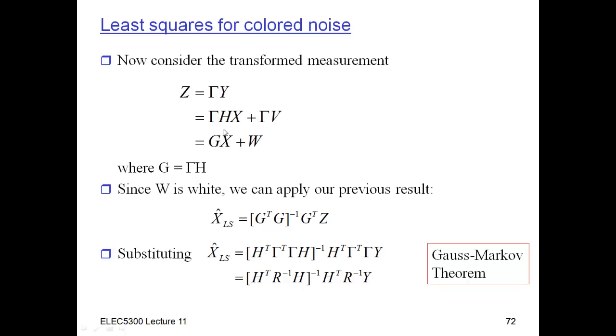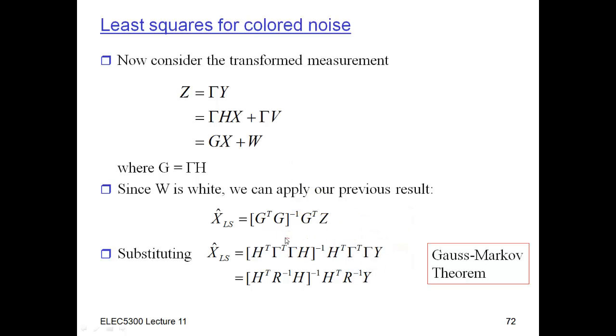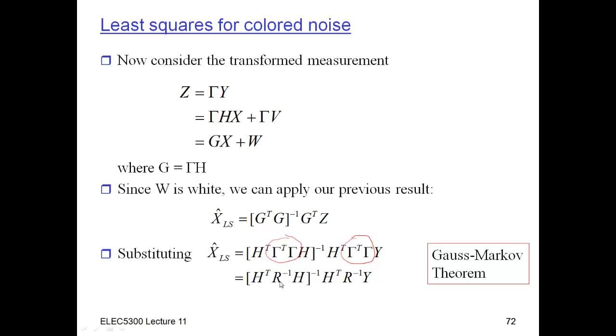Instead of using H, I just use G. This is the application of the previous result, and then I simply stick in the form for G, which is gamma H. Then you can see from our previous result that this thing shows up, and this thing shows up, and from the previous page, that's R inverse. So this result here is the Gauss-Markov theorem.